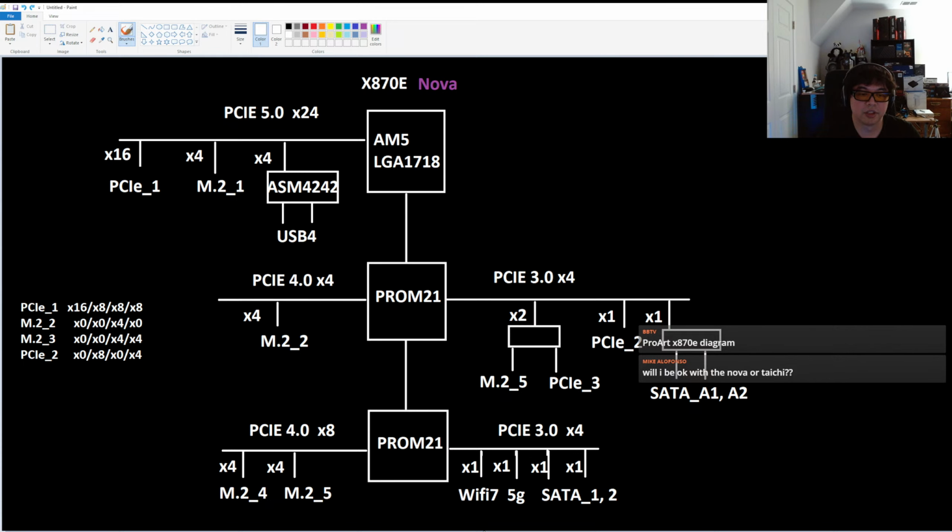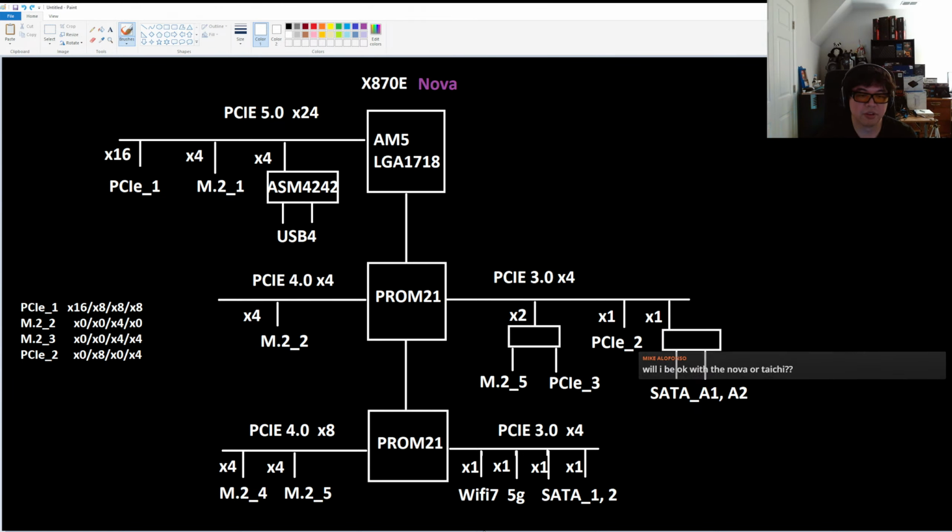ProArt diagram. I mean, it's kind of like the Strix, except it's worse. Would you be okay with the Nova or Taichi? I mean, you have to decide which one based off of the use case. I've shown you what it offers. You have to decide which one you actually need. I can't decide for you. I don't know what you're going to actually do with the computer.